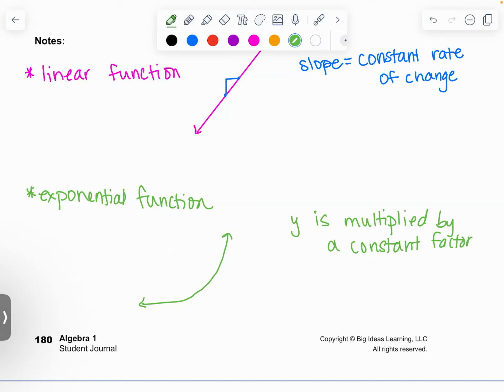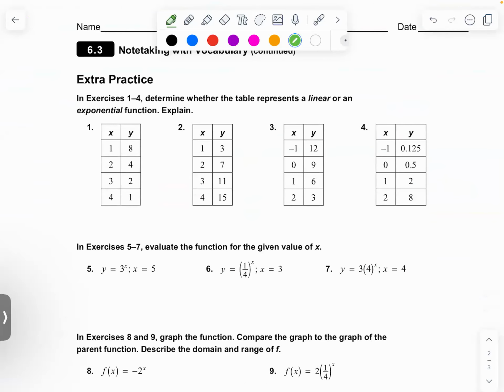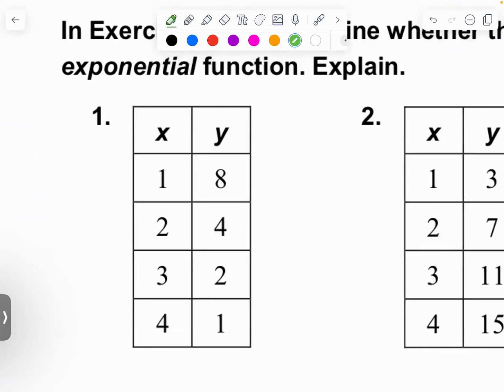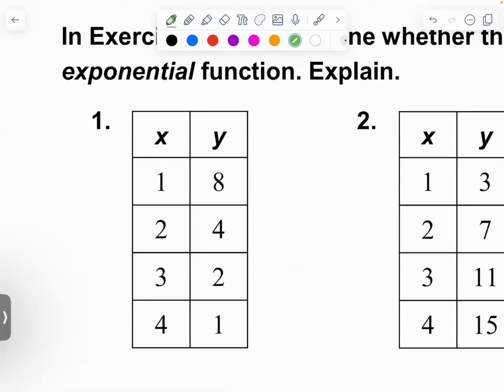When we did our Skittles, it was approximately exponential. It's not going to be exact because we're working with some random chance here, but it can be modeled exponentially. So look at the next page. Our goal is to be able to tell whether we have an exponential function or a linear function.